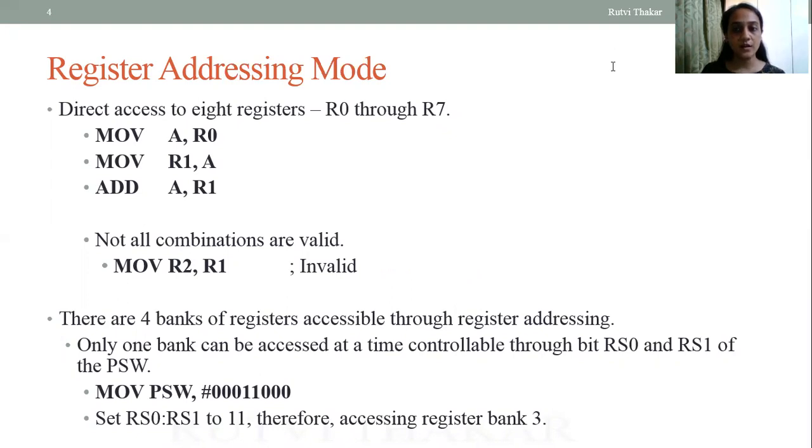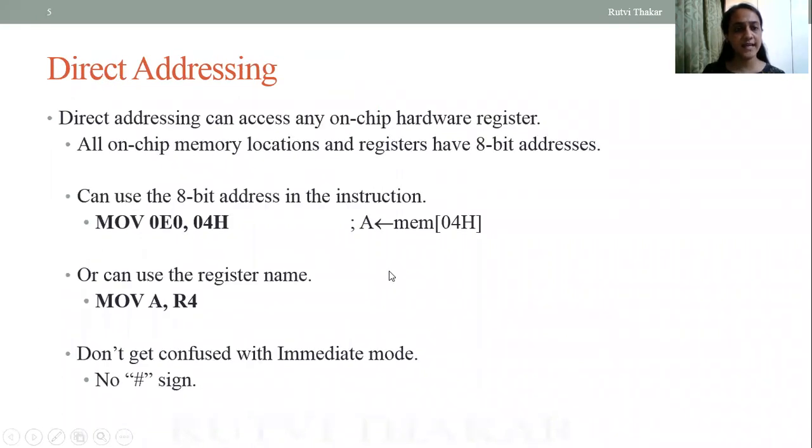Next is the third addressing mode, which is the direct addressing mode. Direct is nothing but whenever we have any on-chip memory, there is data stored in memory. If we want to access the data from the memory, we can directly use the 8-bit address in the instruction, and the data can be moved from that particular address to the desired location. We use an 8-bit address, as the data bus of 8051 is only 8-bit.